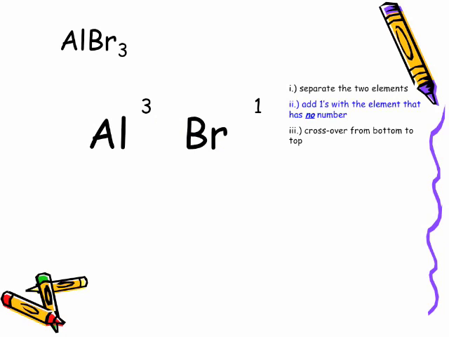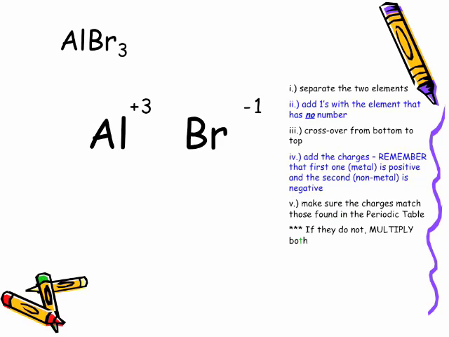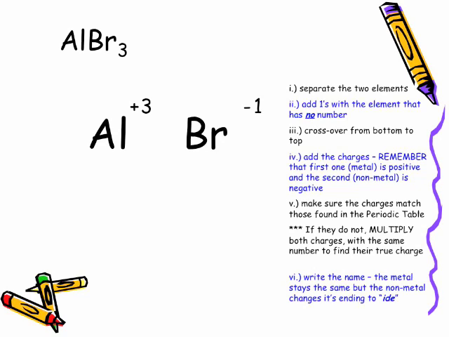Okay, and next step, we're going to add charges. Remember, the first one is positive because it's the metal, and the second one is the non-metal, and it's a negative charge. Now, we're going to make sure that the charges match those found in the periodic table, and yes, they do. So there's no need to multiply anything, as the following step says. The next step, we're going to write the name. Remember, the metal stays the same, but the non-metal changes its ending to IDE. So we have aluminum, we have bromine. To put them together, it becomes aluminum bromide.